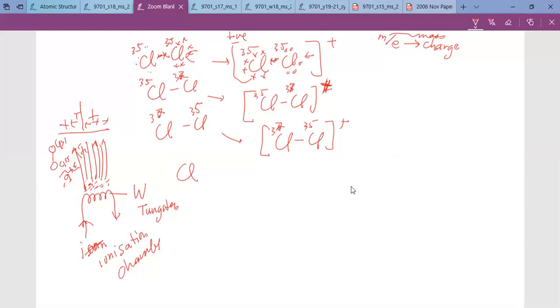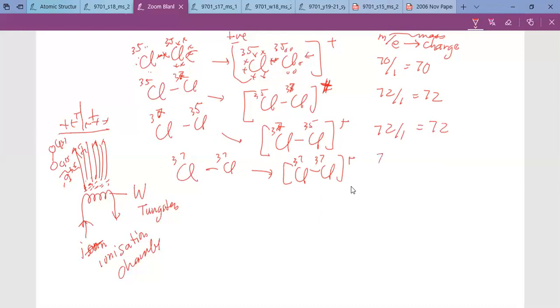Okay, Cl37 and Cl37, positive. Remember, the total mass here is 35 plus 35, so 70 over 1, which is 70. This one is 72 over 1, which is 72. This also is 72 over 1. And this one is 74 over 1, which is 74. Now I won't deal with this one first.